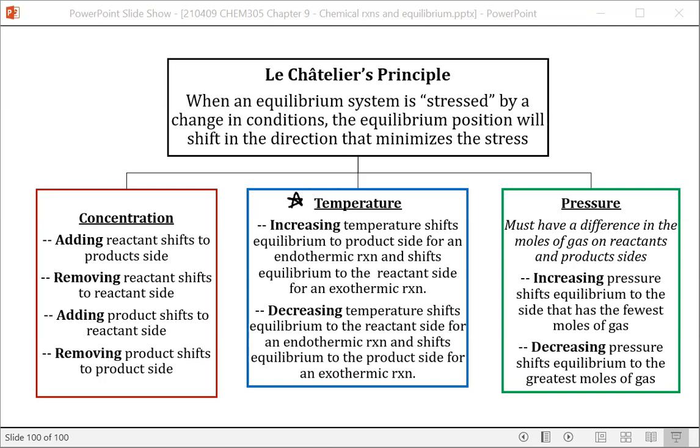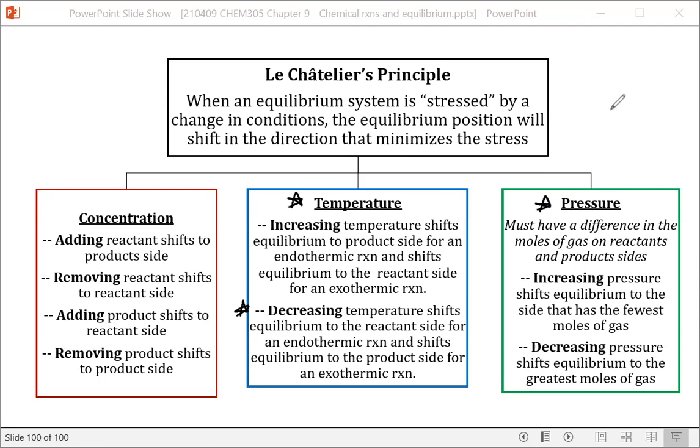Now temperature. Increasing the temperature shifts equilibrium to the product side for an endothermic reaction, because heat is like a reactant in an endothermic reaction. So it's like you're increasing the concentration of one of the reactants. And it's going to shift equilibrium to the reactant side for an exothermic reaction, because in an exothermic reaction, you can treat heat like it's a product. If you decrease the temperature, equilibrium shifts to the reactant side for an endothermic reaction and to the product side for an exothermic reaction.